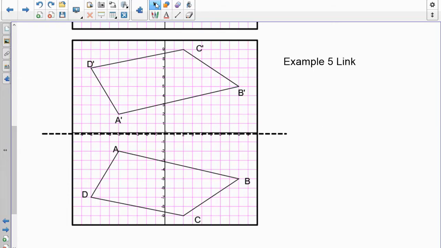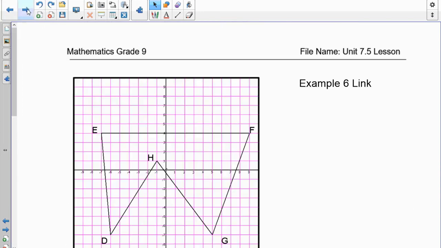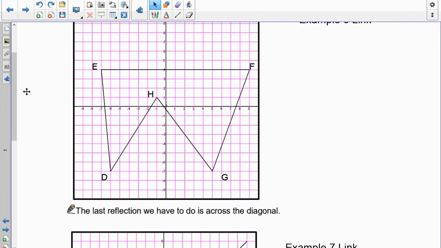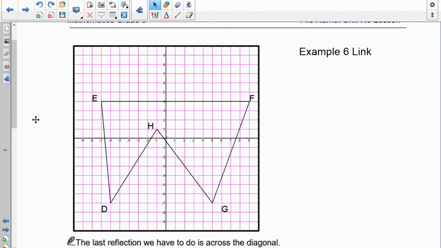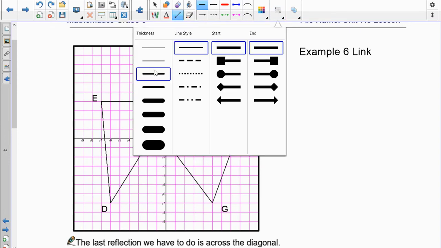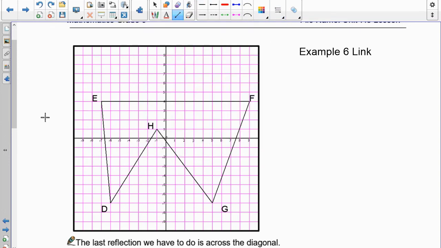Okay, let's go to the next one. Here's a butterfly one, and now we're going. You can do this. It's again across the x-axis, so there should be no problems here. All right, here's my x-axis. So I want everything above it to go below, and everything below it to go above. So take and do that for me right now, please.